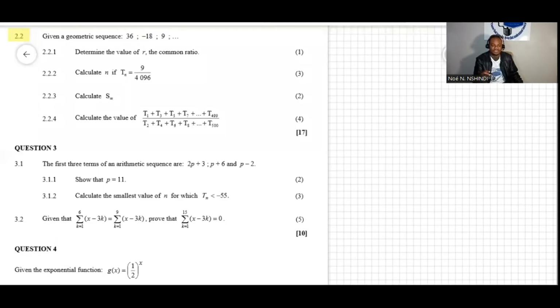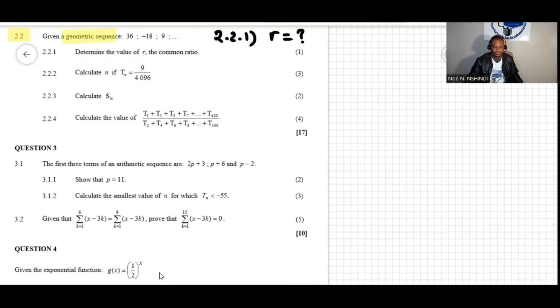Well, we have another question here. The question says that given a geometric sequence 36, -18, 9, determine the value of the common ratio. This is 2.2.1. We're looking for R, the value of the common ratio. I said that because the question says a geometric sequence.